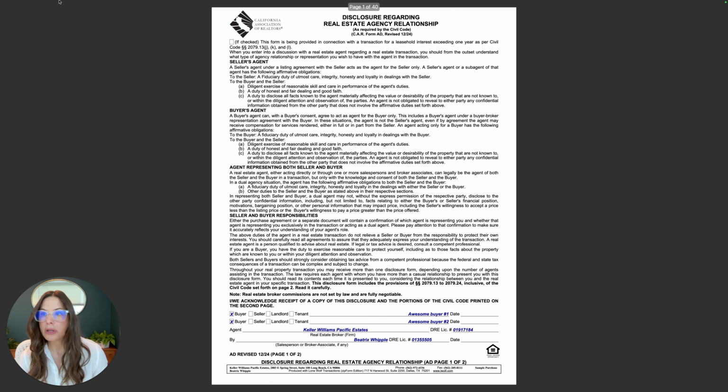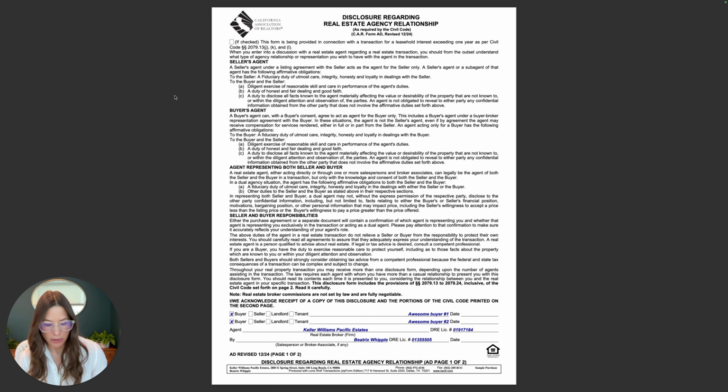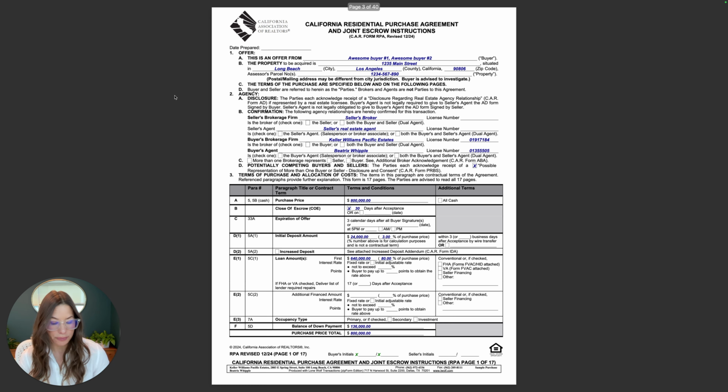Oops, let me change the view on this. View, single page. So this is the second page of that. It is just informational. And then this is the first page of the residential purchase agreement, otherwise known as the offer. Let me grab my pen so I can highlight some things on here.